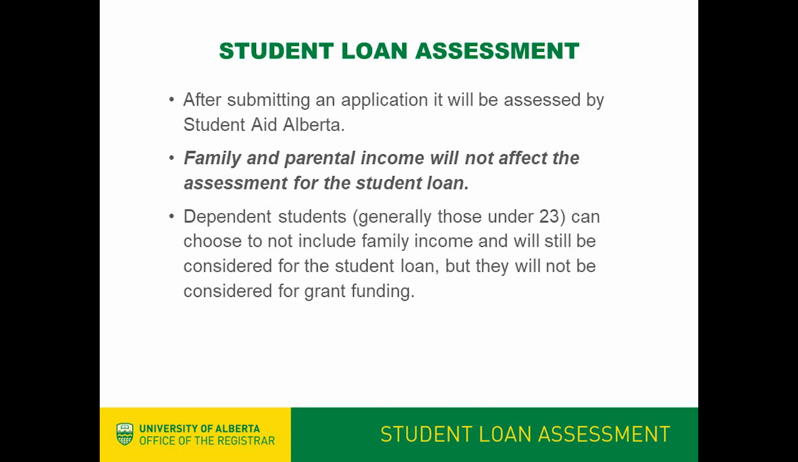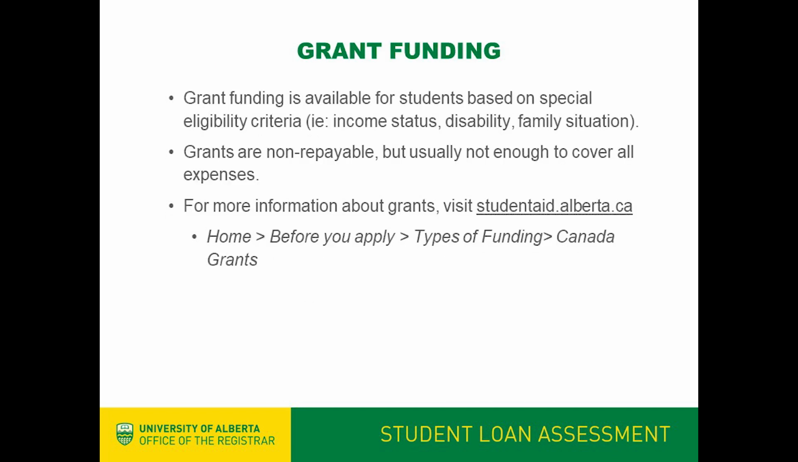Dependent students, generally those who are under 23, can choose not to put their parental income on the application, but you will not be considered for grant funding if you choose to do so. Adding the parental income will not hurt your chances at the loan, and I will talk a little bit more about the difference between a dependent and independent student in just a little bit.